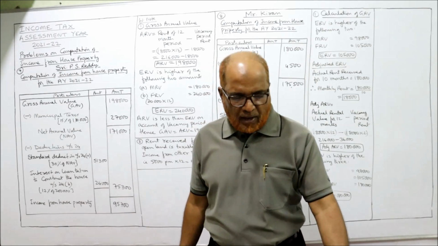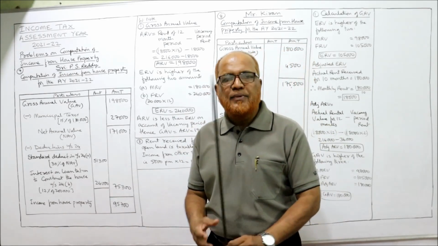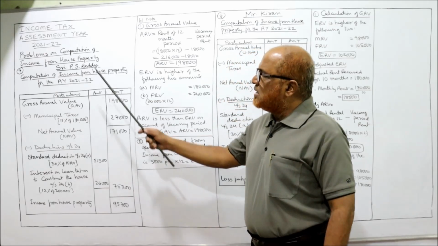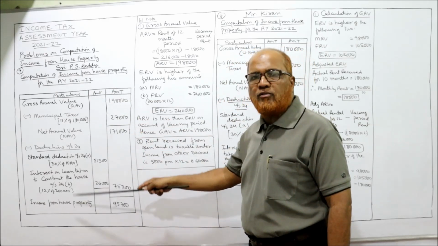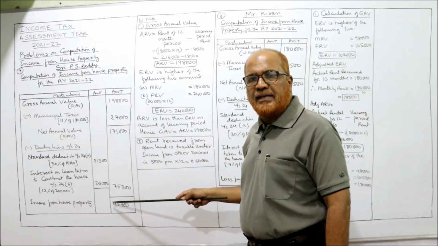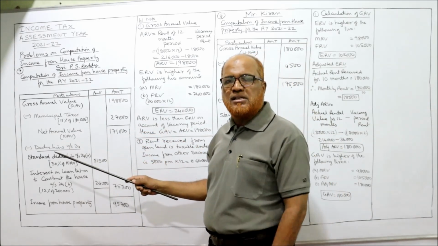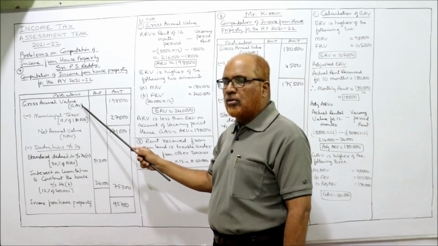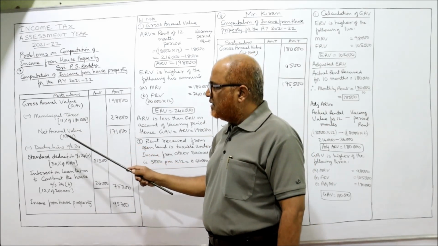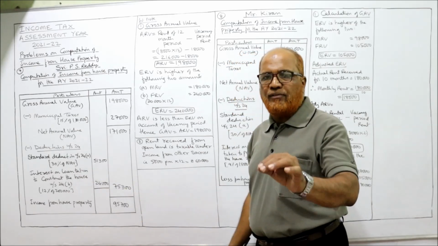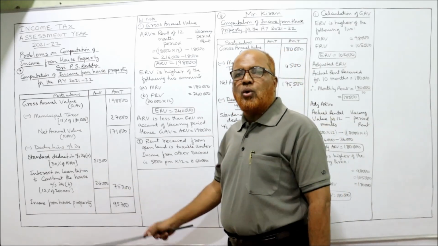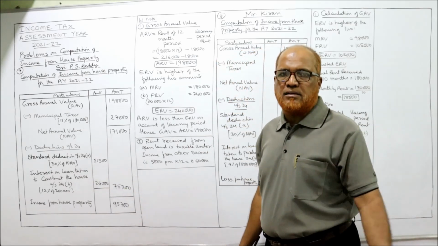Compute income from house property. That's it. It's very easy now. Sri P.S. Reddy, computation of income from house property. Format as usual, you have to copy it down. Amounts afterwards we will take. First of all, format will remain the same. First, gross annual value, less municipal taxes, then net annual value, deductions under section 24, standard deduction 24A, and interest on loan taken 24B. That's it.